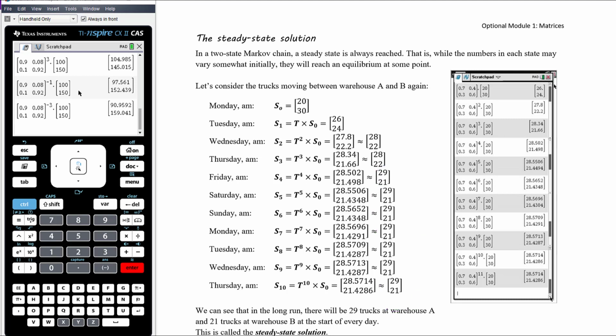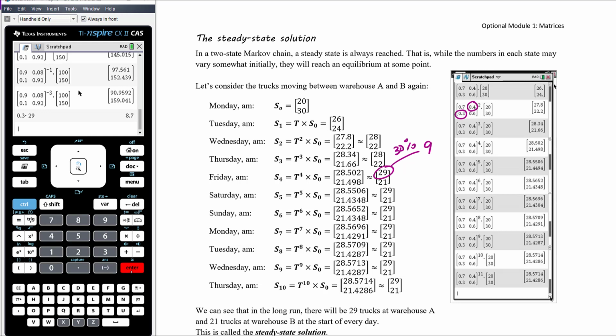And that's because if we have a look at the numbers in the transition matrix, 40% of the trucks go from warehouse B to warehouse A, and 30% go from warehouse A to warehouse B. So if there were 29 trucks at warehouse A and 30% of them go to B, if I do 0.3 times 29, that's 9 trucks going from A to B. With 21 trucks at B, I know 40% of them go to A, so 40% of 21 is also 8 trucks. Sorry, so we're not quite there yet.